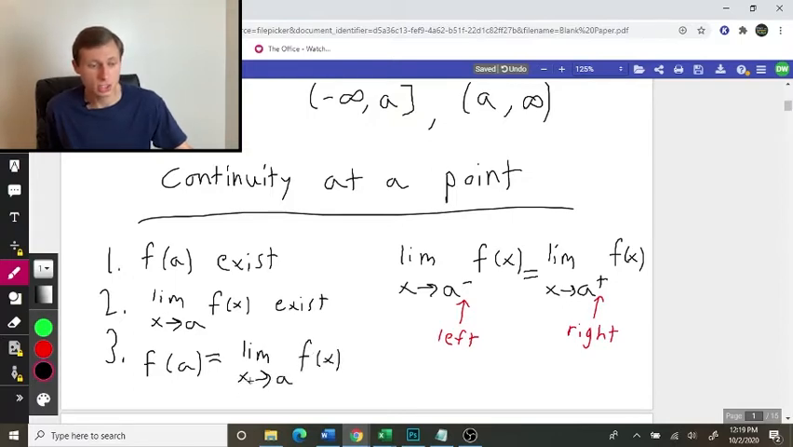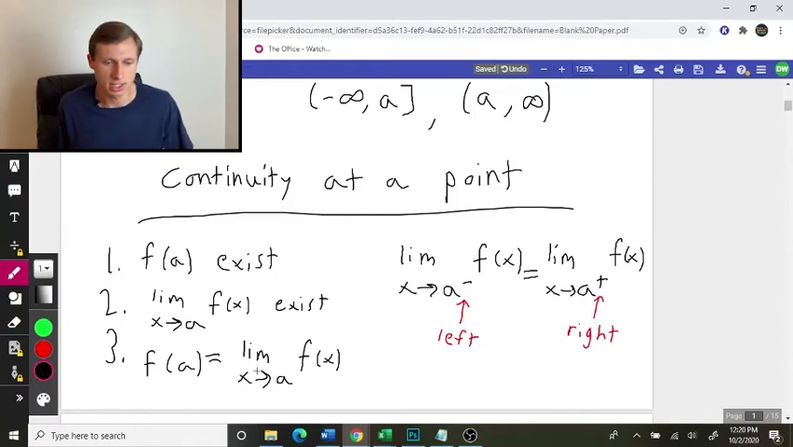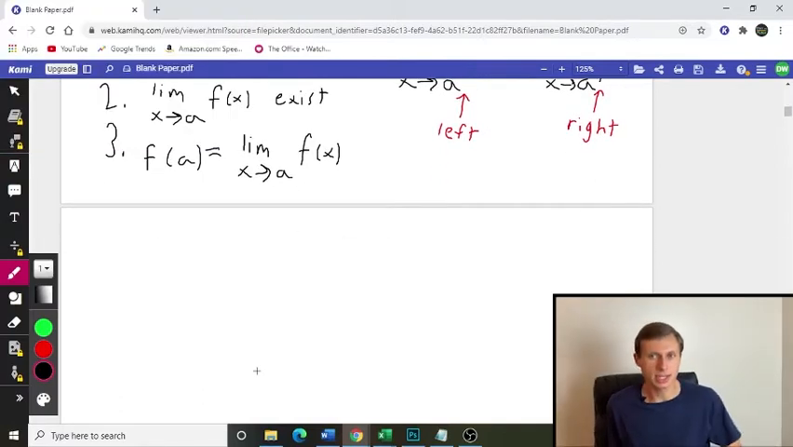And if this is true, then the limit exists. So first of all, we need to find the actual value of the function, then we need to find the limit at that value, and then we need to prove that they are equal to each other. And if we do that, then we can say the point is continuous. I know it sounds like a lot of work, it is a lot of work, but it is necessary to actually prove that the point is continuous. So let's look at an example problem.